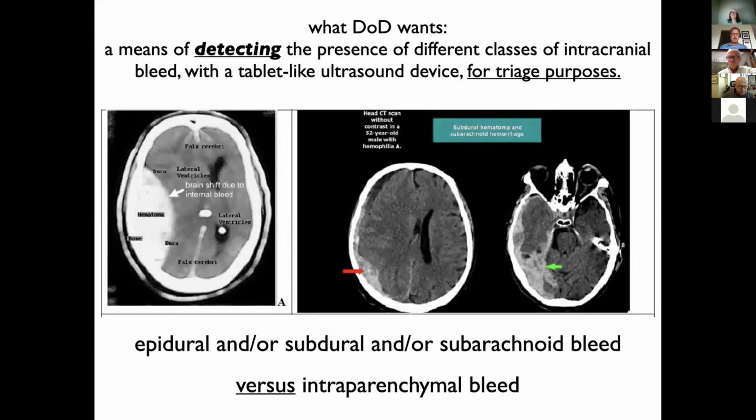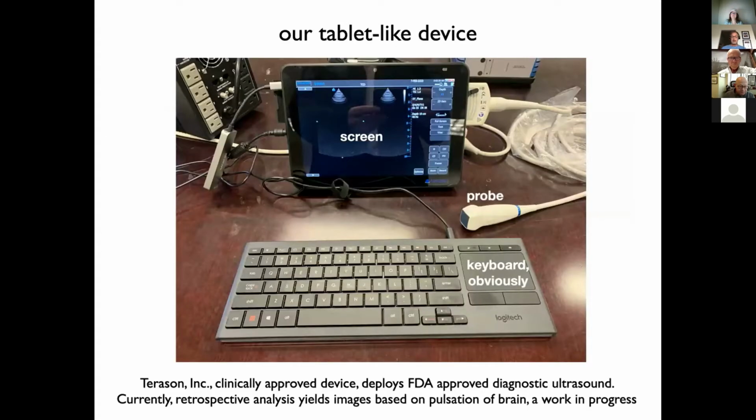At a minimum, the minimal viable product would be a handheld device that can detect the presence of different classes of intracranial bleed for triage purposes, because they have to decide if they're going to medevac someone out, and in what order to medevac people out. So if you have an epidural bleed, that's great. Your clinical outcomes are likely quite satisfactory. You'll go to the head of the line. If you have an intraparenchymal bleed, well, the outcomes are not so good, and you'll be at the back of the line for medevac.